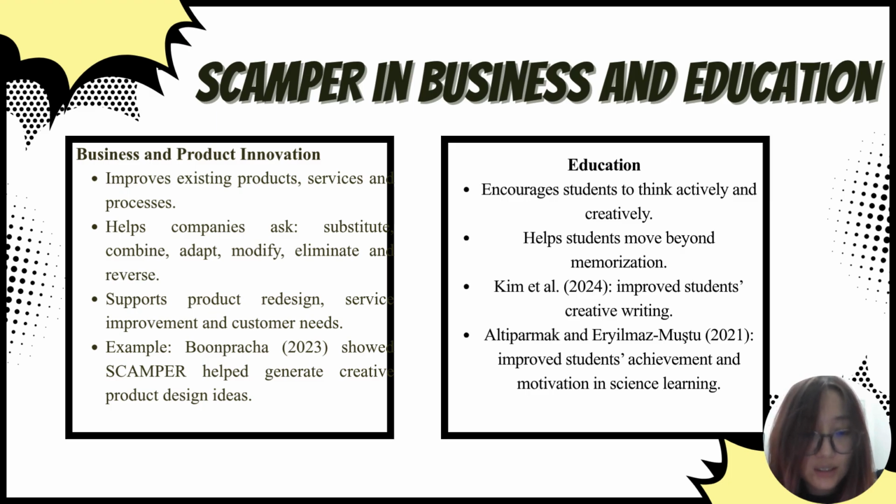For example, a company may combine two product features, remove unnecessary steps, or modify a product design to make it easier to use. A 2023 study showed that SCAMPER helped generate creative product design ideas, which is important for product innovation. Second, SCAMPER is widely used in education.